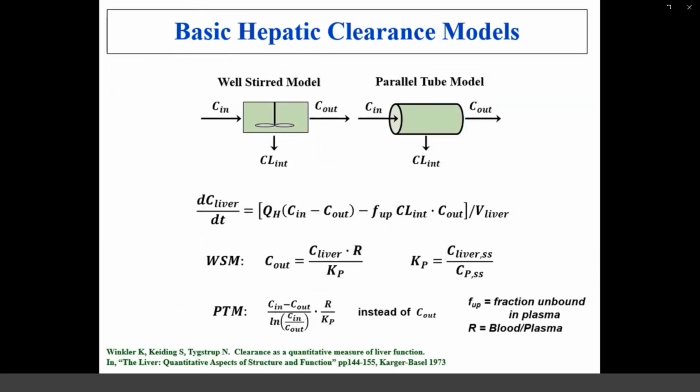So both models can start with the kind of equation I've shown before. The well-stirred model assumes that intrinsic clearance is acting upon C out. Whereas the parallel tube model assumes that intrinsic clearance is acting upon the log mean concentration instead of C out. Both approaches can involve a partition coefficient for liver plasma ratios and the blood plasma ratio as well.